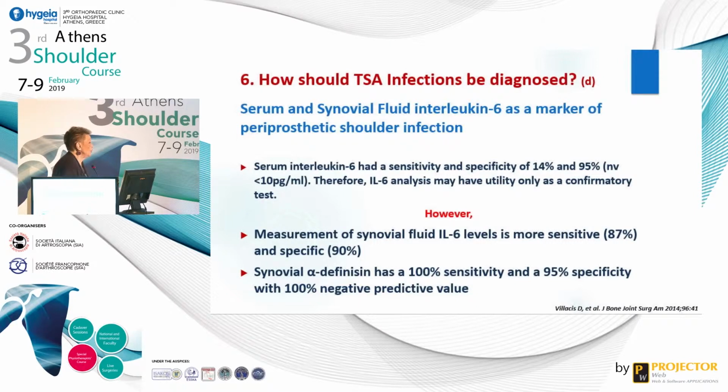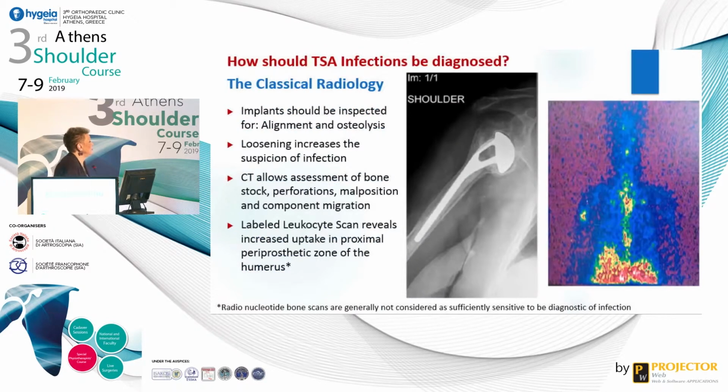And how to diagnose? People sometimes also use interleukin-6, some others, but this is important only in synovial fluid because that's where you have more sensitive and specific results. And I don't know if you are using alpha-defensin. It is quite expensive, at least in our country, but it has a high sensitivity and a very high specificity, and particularly 100% negative predictive value.